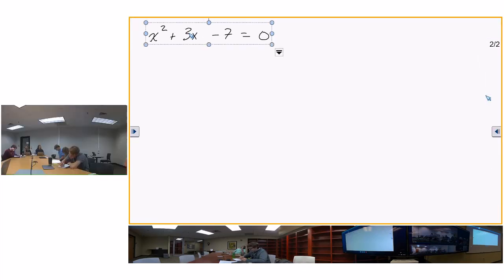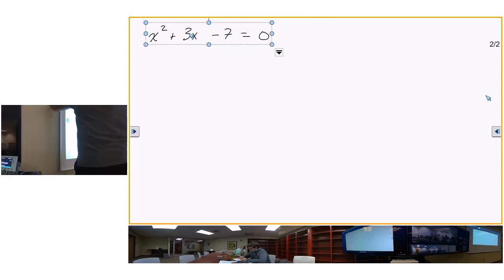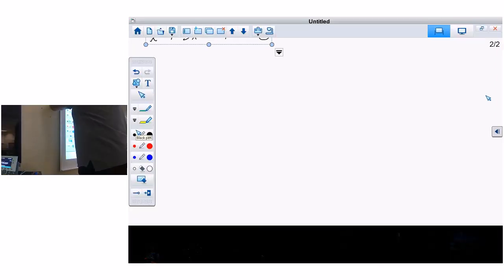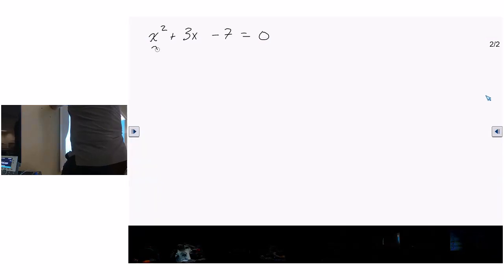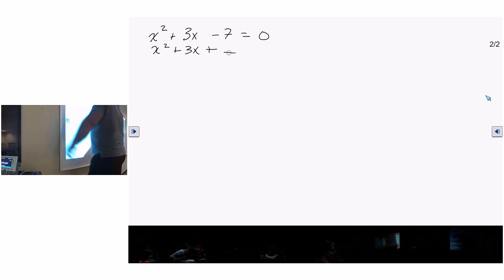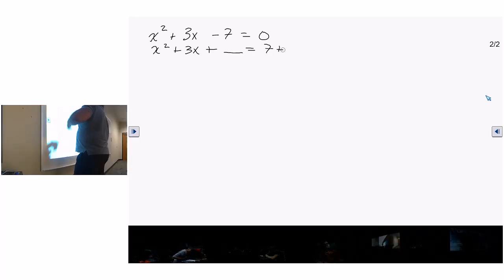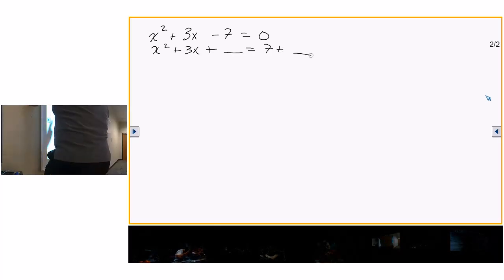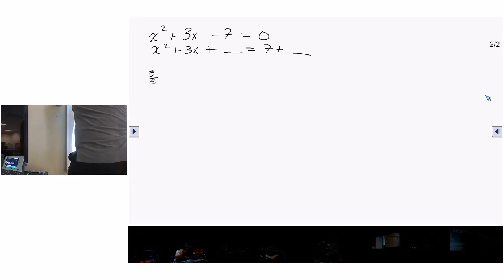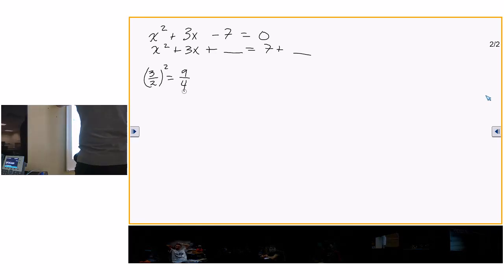Yes, here's 6 cents to help you out. What am I supposed to do with this 6 cents? Spell it back. x squared plus 3x plus blank is equal to 7 plus blank. Half of 3 is 3 halves. 3 halves squared is 9/4. That is some major math right there, I tell you.